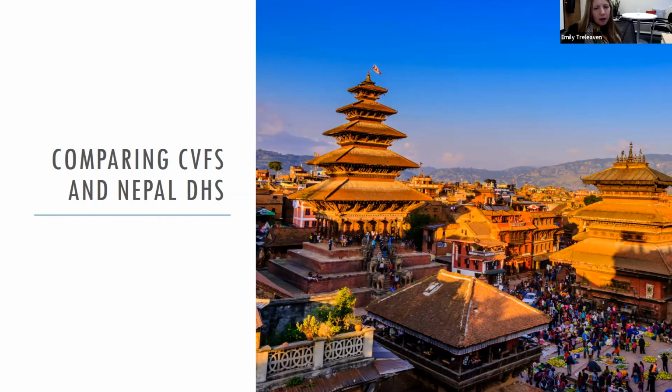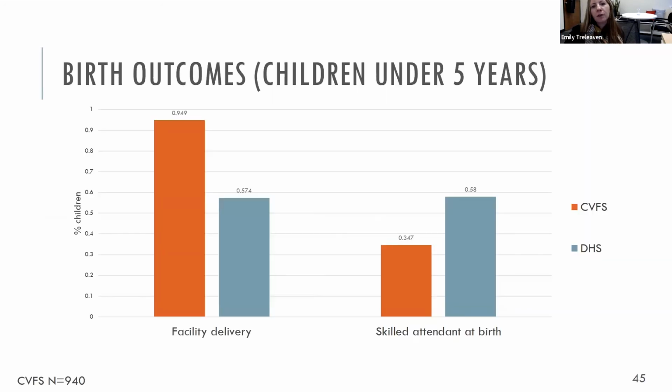For each outcome, the CVFS sample is approximately 940, but I did report the exact N on each slide. I pulled the DHS statistics from their website, which is called Stat Compiler, and it unfortunately only reports the weighted proportion. It does not report the N. So the 2016 DHS had about 4,800 kids under 5, so we can assume that the sample is about that for each of these indicators.